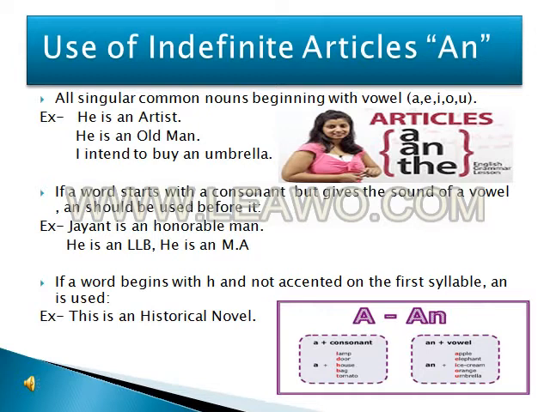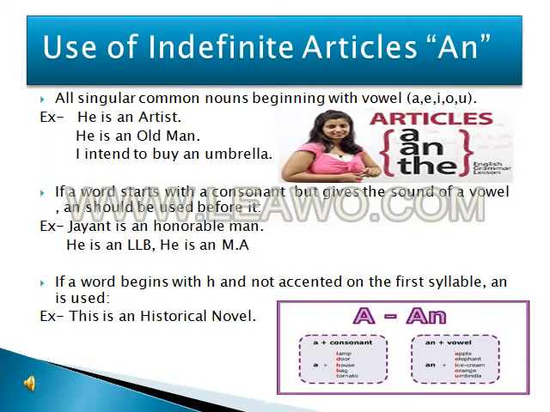सो एक चीज़ हमें माइंड पे रखनी है अपने, बहुत इंपॉर्टेंट चीज़ है कि सारे रूल्स लिखे हुए हैं. लाइक सी रीड द नेक्स्ट वन. If a word starts with a consonant but gives the sound of a vowel, an should be used before it. And the example is Jayant is an honorable man. He is an LLB. Okay, and the next one is if a word begins with H and not accented on the first syllable, an is used. And example is this is an historical novel. So जितने भी एग्जाम्पल लिखे हैं वे सारे सेम रूल पे फॉलो करेंगे.